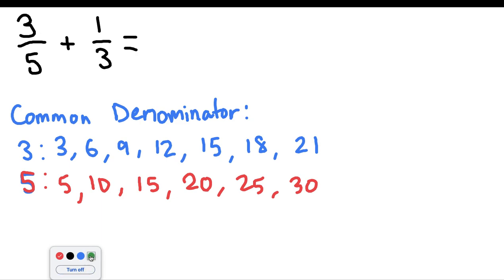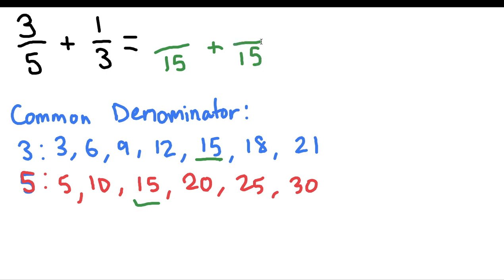Now, you may have spotted this already, but we have the same multiple of 15. So we can make both of these 15. The least common multiple is 15, and you know that whatever we do to the numerator, we have to do to the denominator, and whatever we do to the denominator, we have to do to the numerator. So here, to get to 15, we have to multiply 5 by 3. So we also have to multiply the numerator by 3. 3 times 3 is 9. So we get 9 over 15 for our first fraction.